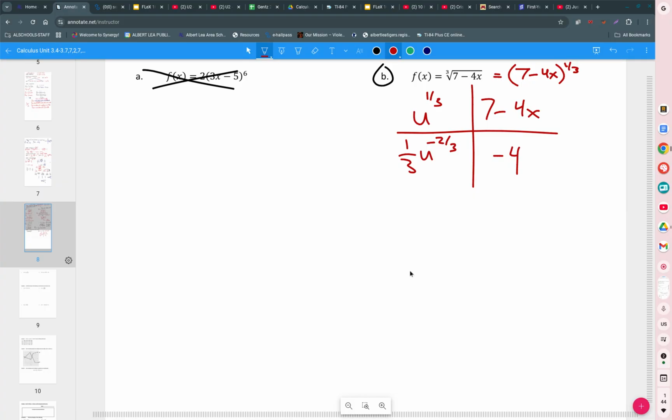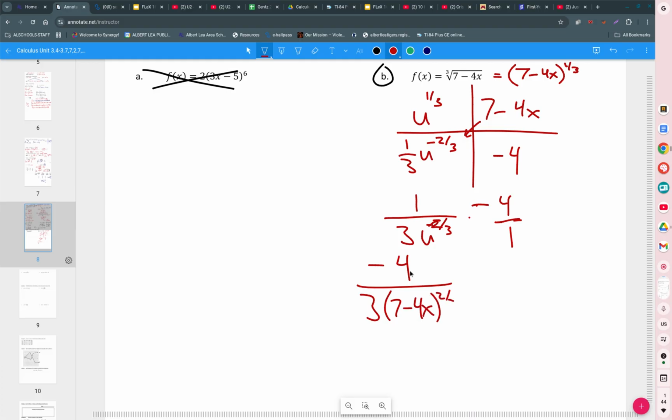So when I deal with this situation, and to get to Laney's point from earlier, she talked about, do you substitute it in or do you multiply first? Watch how I'll do this. I'll substitute later. This is 1 over 3 u to the positive 2/3 then, because I drop it to the denominator, times -4 over 1. So you get a -4 over 3u, and what is u? U is 7 minus 4x, then raised to the 2/3 power.